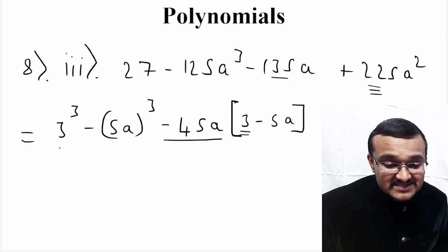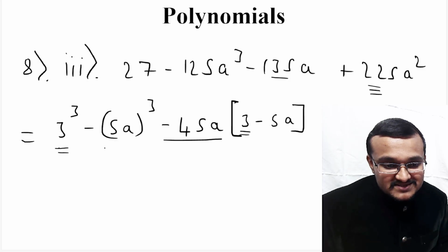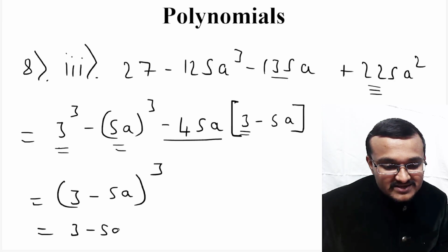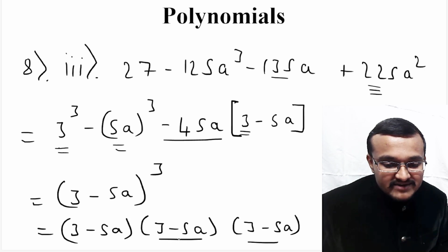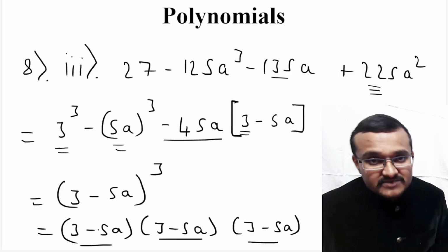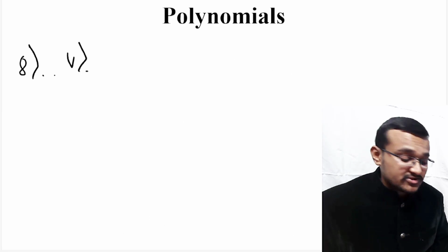Now you can clearly see it is in the form of x minus y whole cube. Here x is 3 and y is 5a. So this you can write as 3 minus 5a whole cube. That means this is nothing but 3 minus 5a into 3 minus 5a into 3 minus 5a. So these three are the factors of this third polynomial in the 8th question. Now we'll try to solve the 5th question in the 8th question.